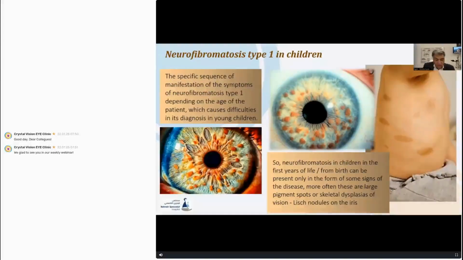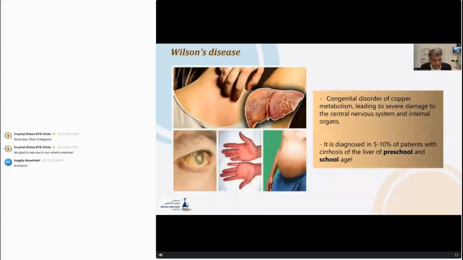So neurofibromatosis in children during the first years of life can be present from birth only in the form of some signs of the disease. More often, these are large pigmented spots, cellular dysplasias, and Lisch nodules, so-called, on the iris. Wilson's disease, another syndrome, hepatocerebral dystrophy, hepatolenticular degeneration, it's all the same disease, a congenital copper metabolism disorder that leads to severe damage to the central nervous system and internal organs.